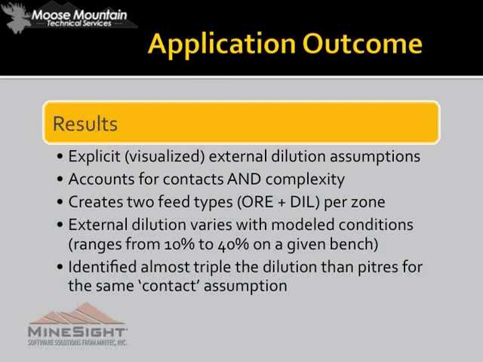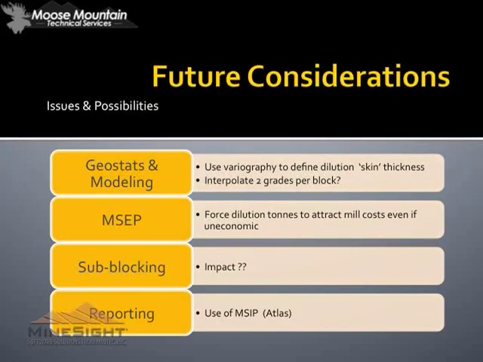So when I compared this routine with using the pit-res assumption for contact assumption, in this case, it was almost triple the external dilution that pit-res was estimating for the same bench. And the reason for that is the complexity assumption that I'm making on the basis of ore edges. And also, I believe that the treatment of subgrade blocks is a little different in pit-res than on this one. But what we end up with is a model dilution inside the model instead of a global assumption that's used outside the model.